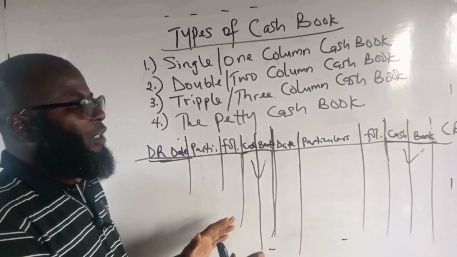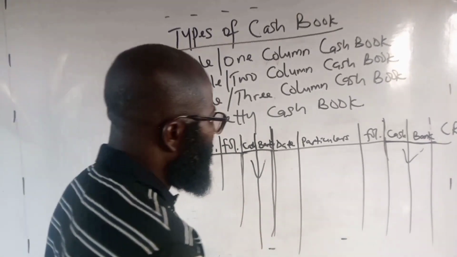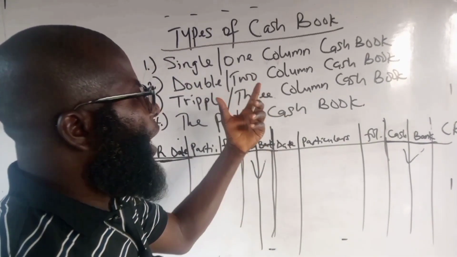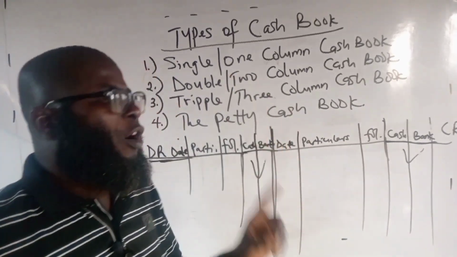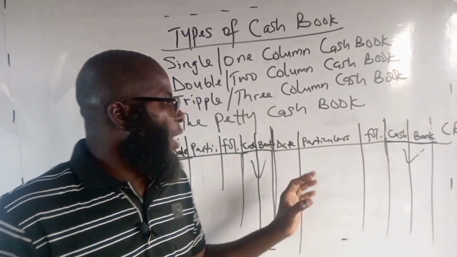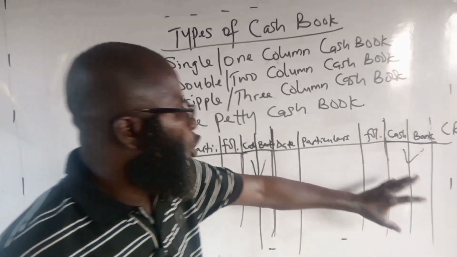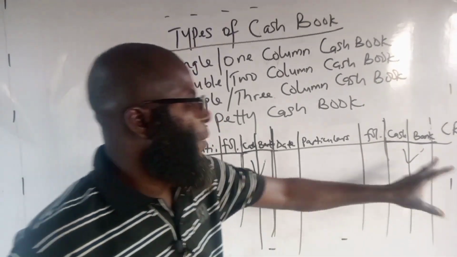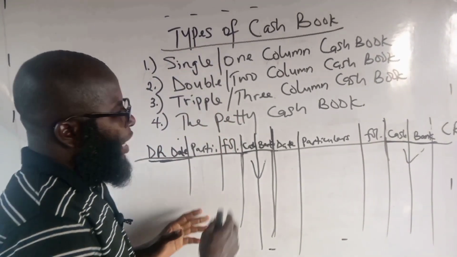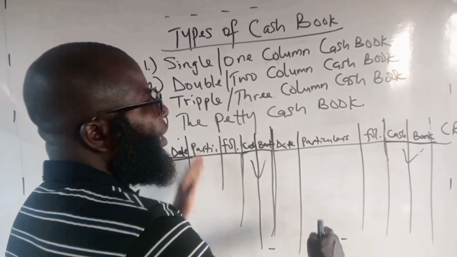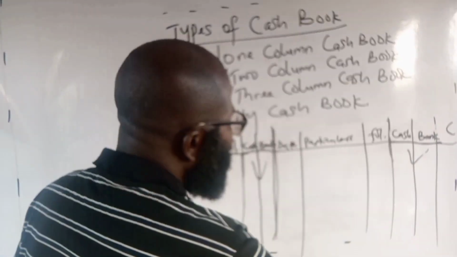This is all you need to understand about the double column cash book. For the single column cash book, we're having only one column, which is amount, while here we're having two columns. The first one is cash and the other is bank, and you are going to have both on the debit and credit hand side.